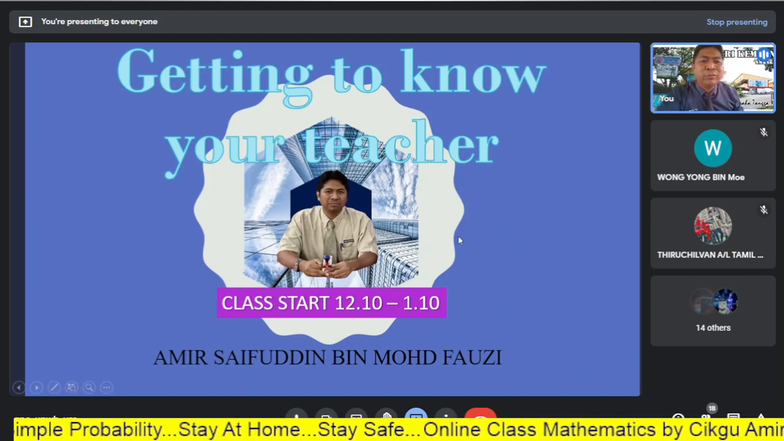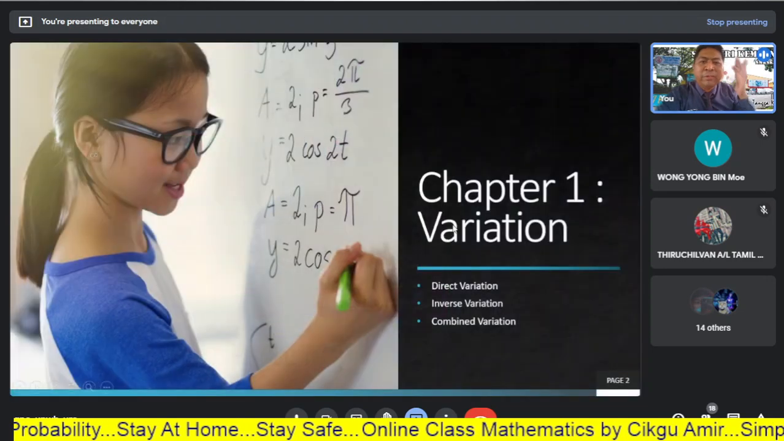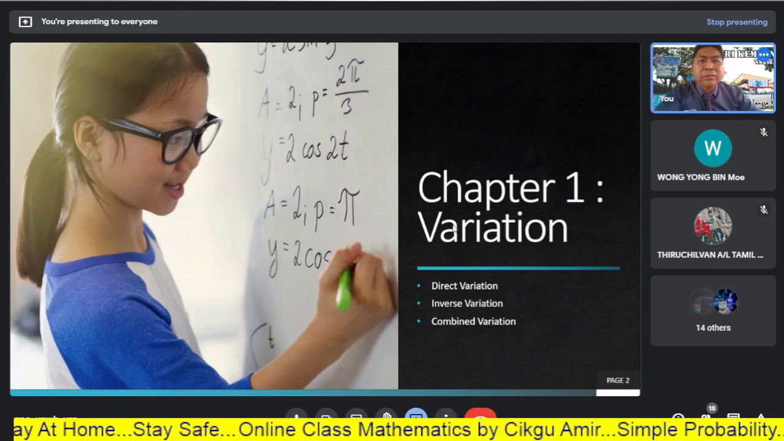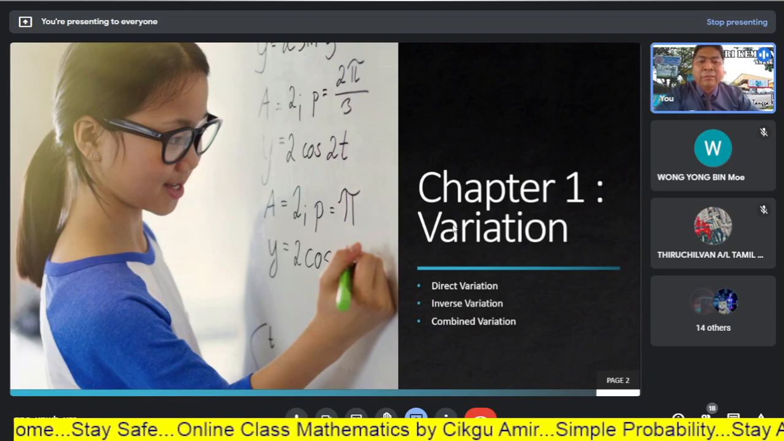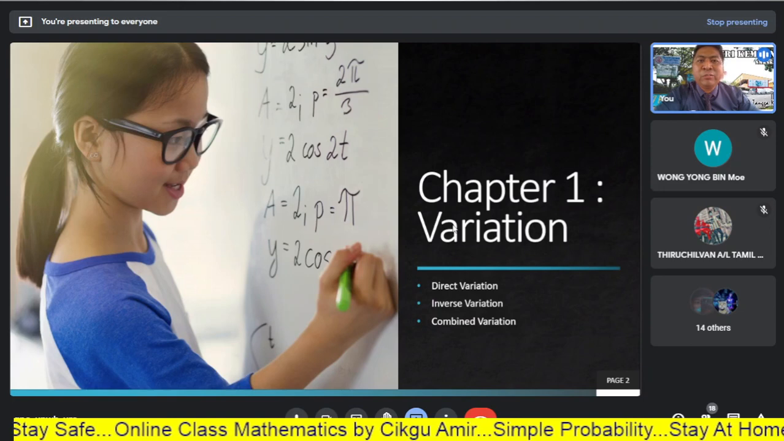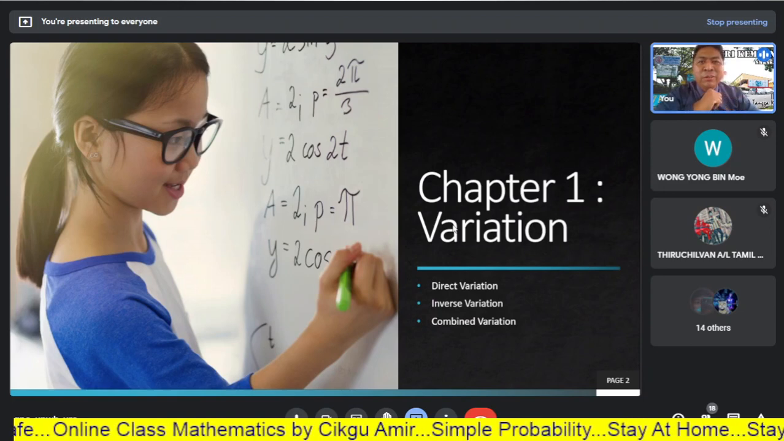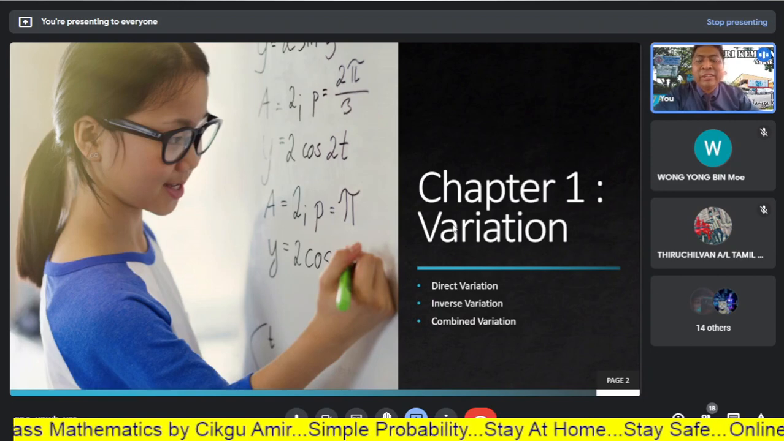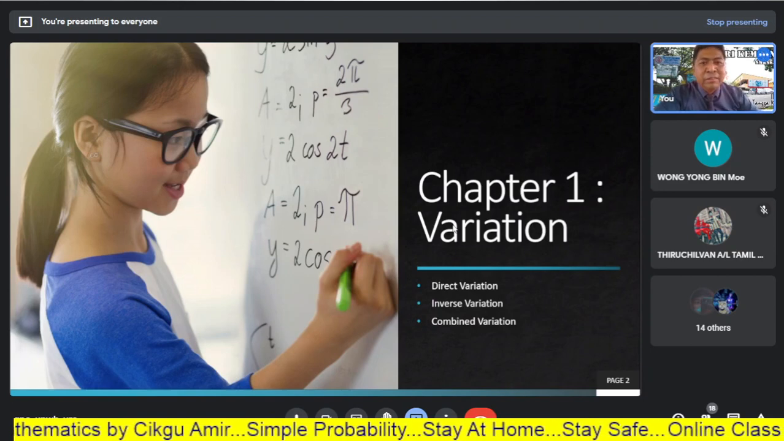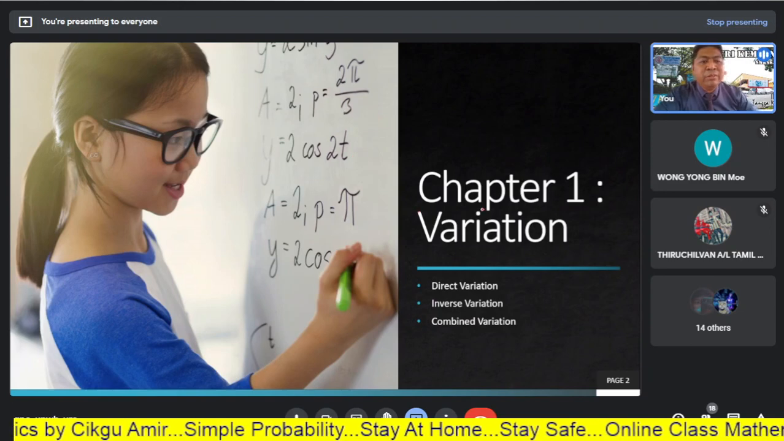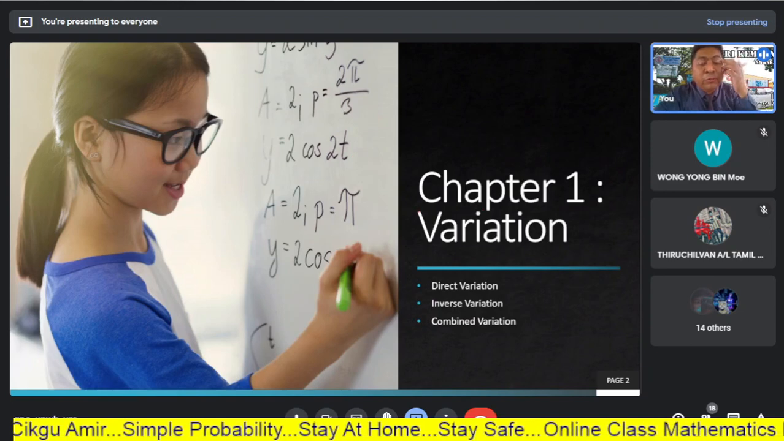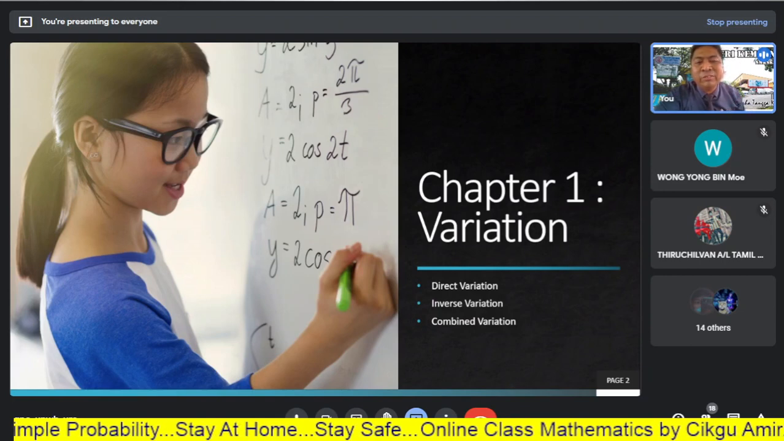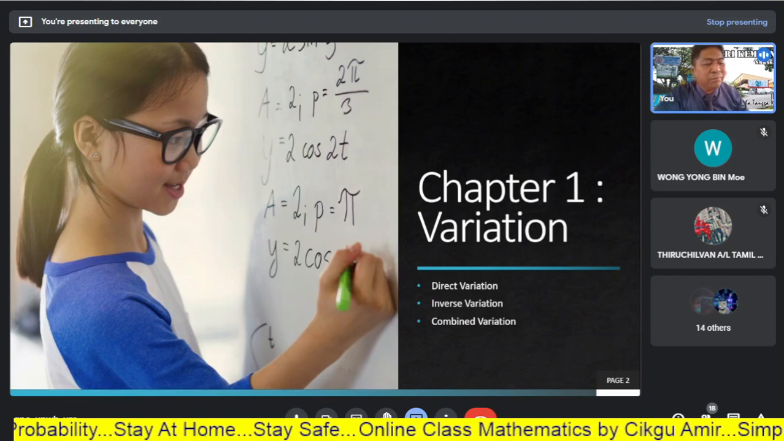First topic of mathematics in Form 5. Before that, you can use your last year's exercise book. If you have your last year's exercise book, you can use that. Chapter 1, Variation. If you want a new book, a buku peta is okay, or a normal two-line book is okay.